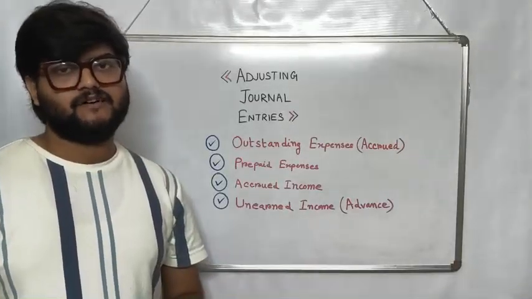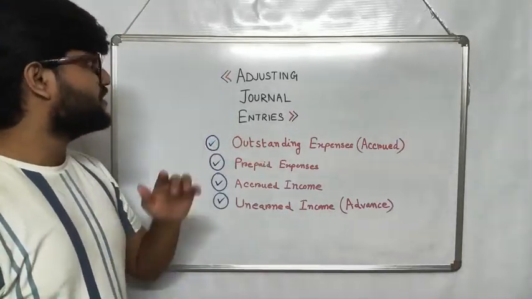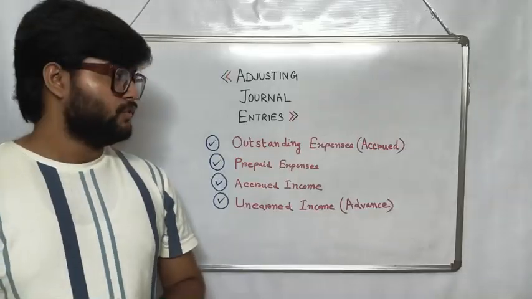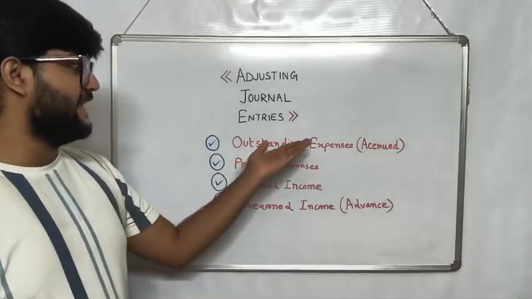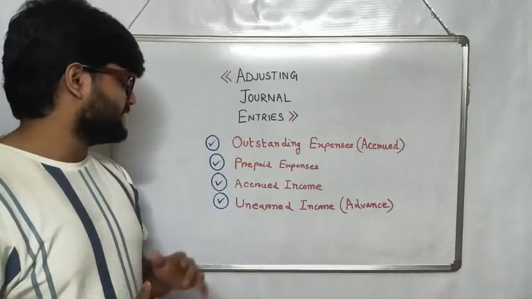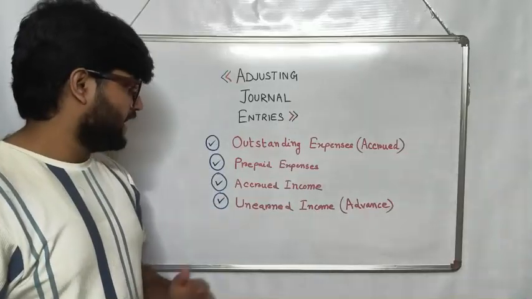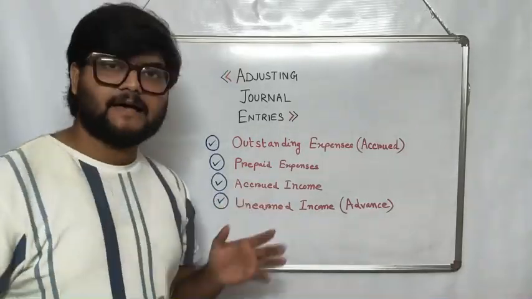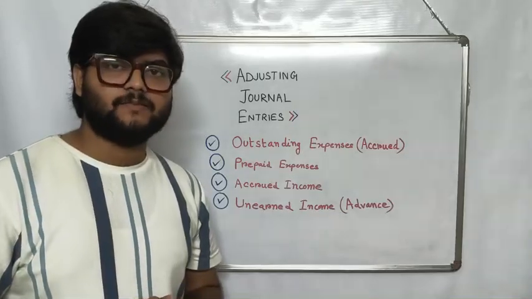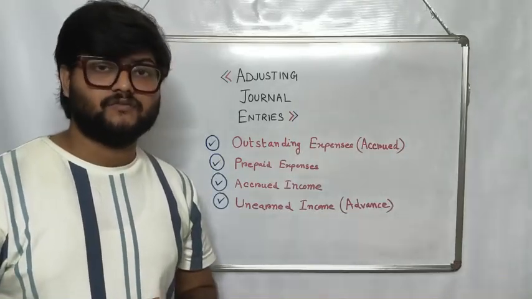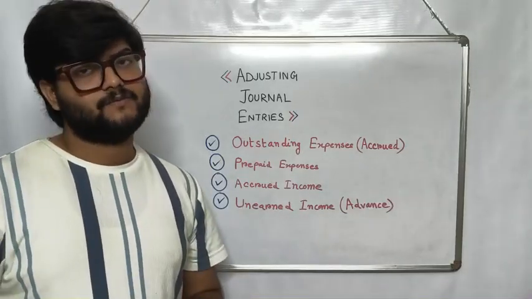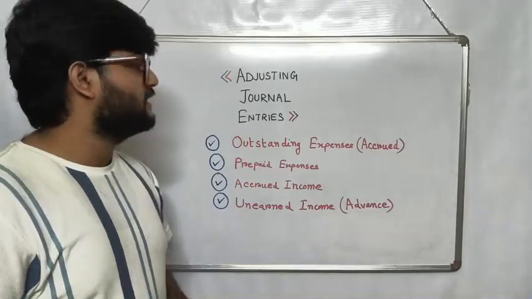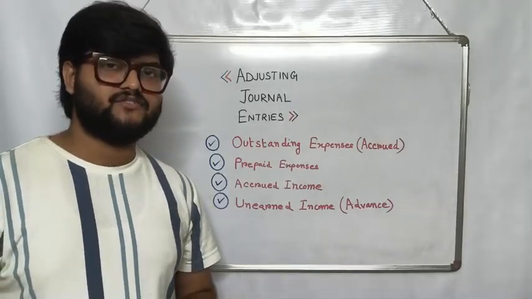Today we have discussed adjusting journal entries. We understood outstanding expenses, prepaid expenses, accrued income and unearned income through definition, examples and real life examples along with the journals of them. I hope I have helped you understand the adjusting journal entries in a simple and better way.